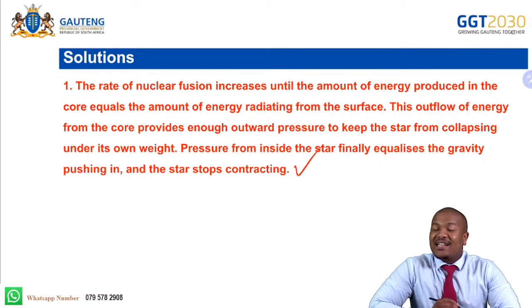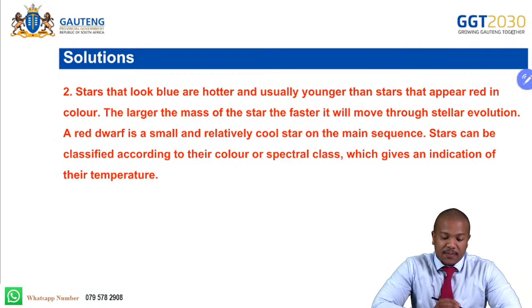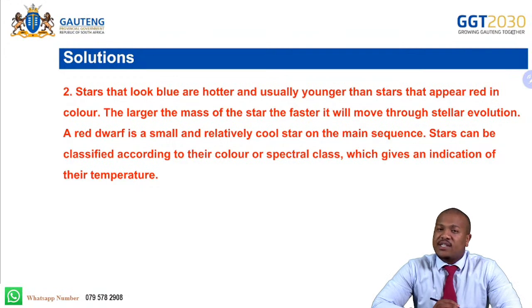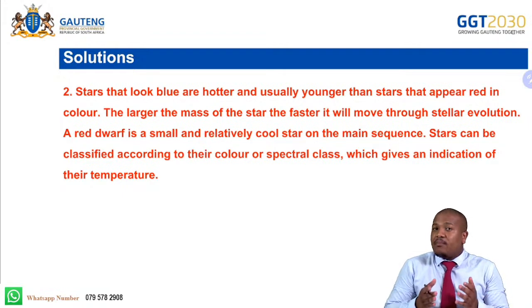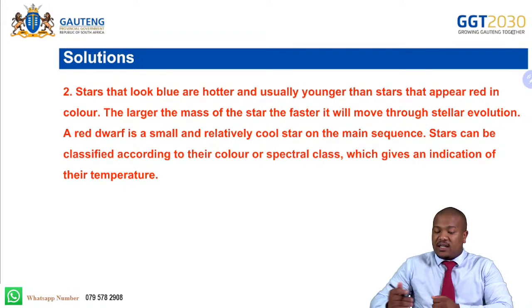Welcome back again. Now let's look at number two quickly. Number two says that stars that look blue are usually hotter and younger than the ones that appear red in color. And the larger the mass of the star, the faster it will move through stellar evolution, meaning the faster it will be born, live and die.